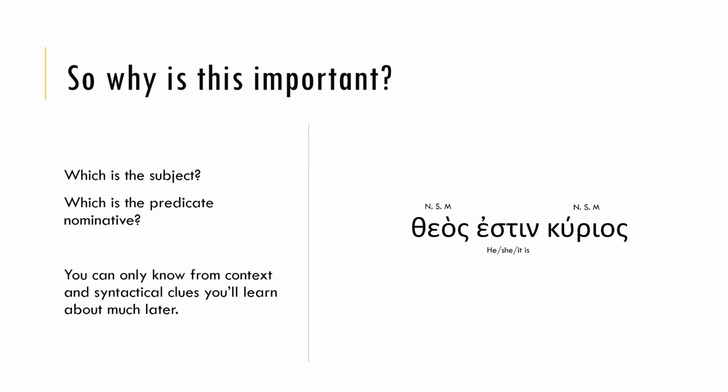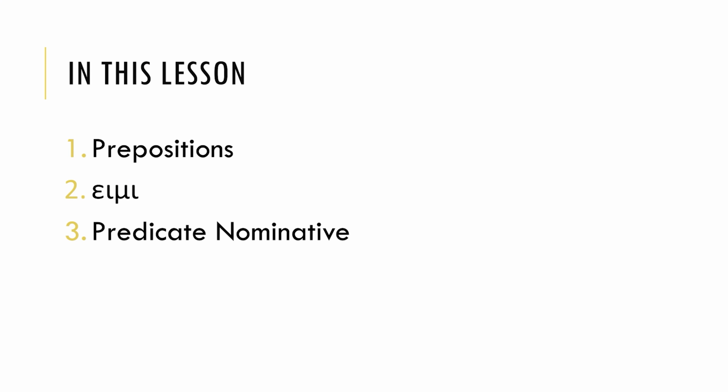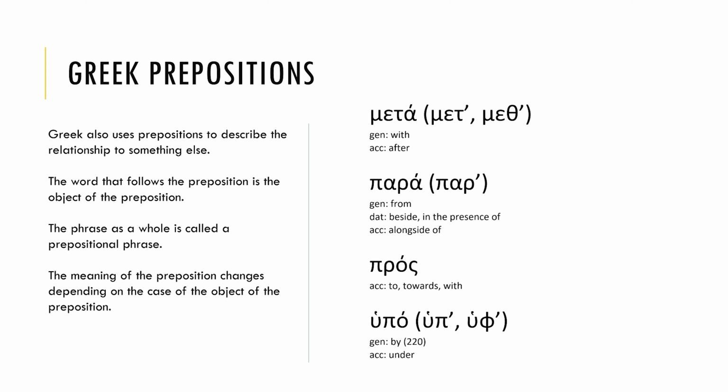Okay, so let's just review what we talked about in this lecture. The first thing we did is we talked about prepositions. Then we looked at the eimi chart, and then finally the predicate nominative. What did we say about prepositions? Remember, Greek uses prepositions just like English to describe the relationship of something to something else. The word that follows a preposition is called the object of the preposition. You'll hear me say OP for short, just because object of the preposition is a very long phrase. When you have the preposition and the object of the preposition together, it is called a prepositional phrase.